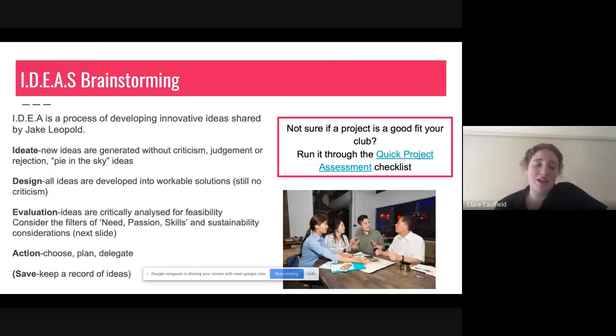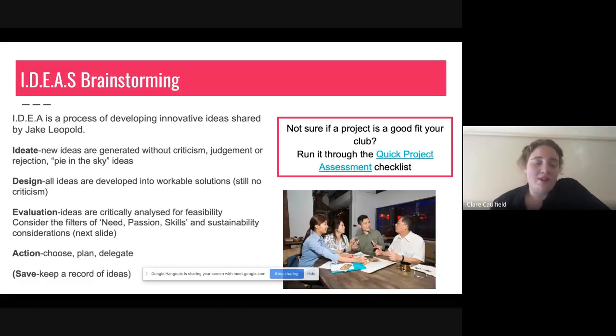And it's not until the evaluation stage that you start to bring in some judgment and some prudence and critically analyze the different ideas. You can consider them under the filters of need. Does it meet the need that we've identified, or does it connect to the need? Does it meet with our members' passions? Does it meet with our members' skills? And you can consider sustainability considerations as well. And then you choose which projects you want to act on: choose, plan, and delegate. And I think it's really important to save the records from your whole process, even the ideas from the ideate stage that didn't make the cut in the evaluation stage, because you might come back to them later.